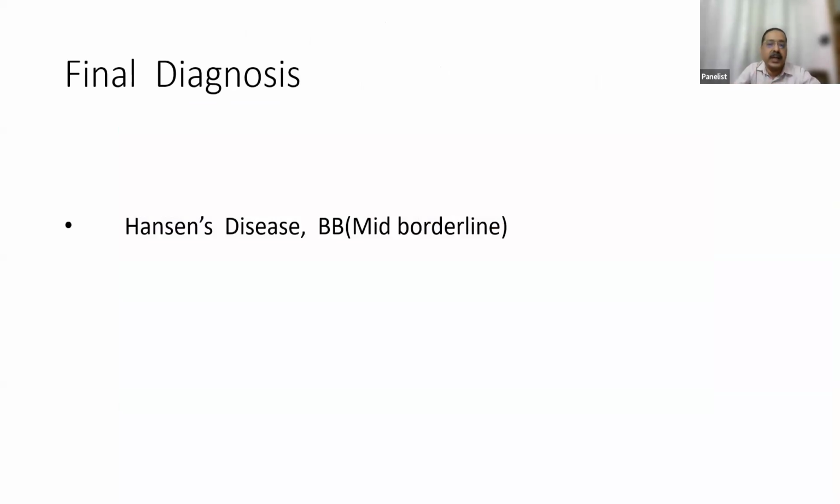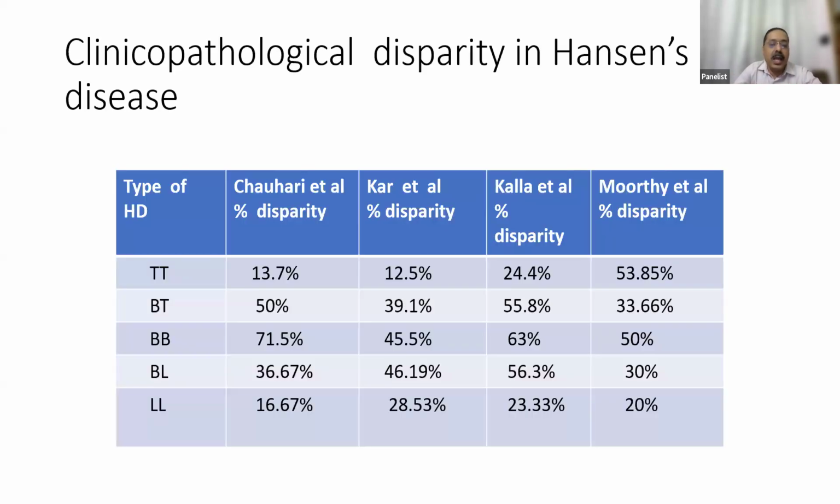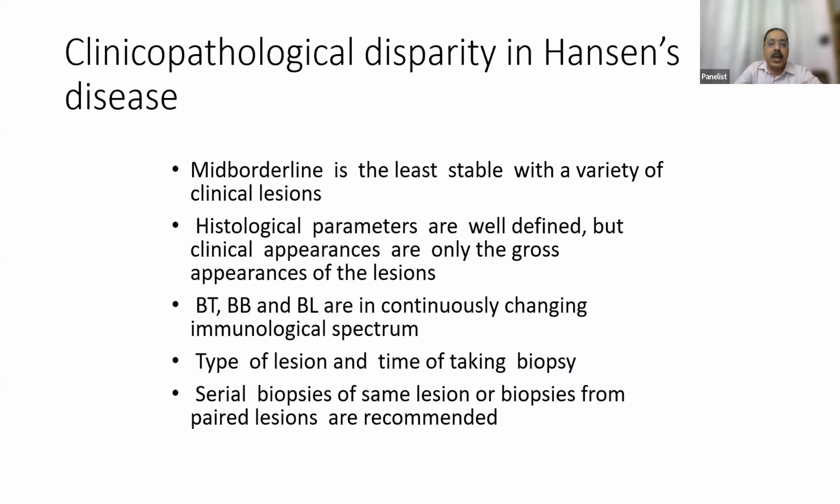Here the disease spectrum itself is confused between whether it should go towards tuberculoid, depending upon his immune system getting better, or it goes downward when his immune system is actually getting worse. So that's why we call this a watershed, where mid-borderline is something where the disease as well as the consultant is confused as to where exactly to position it. And you will see that the disparity is quite high across studies, ranging from 50% to 71.5% in clinicopathological disparity.